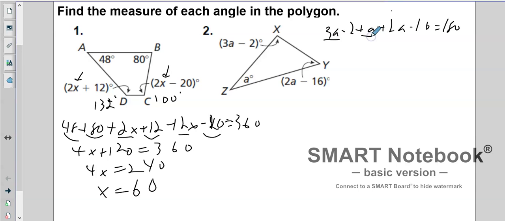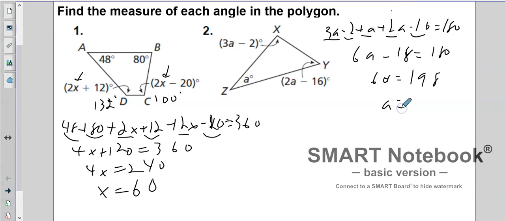I'm going to combine my a's. So 3, 4, 5, 6a. Negative 2 minus 16 is negative 18. Now careful, I'm going to add 18 to both sides, which is 198. And if I divide by 6, I get a is 33. Not the answer. I need to plug it in. So clearly, a is just 33 here.